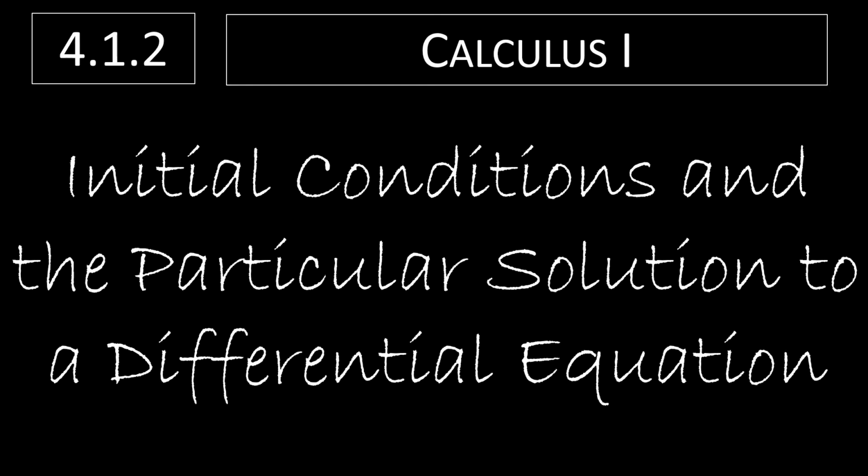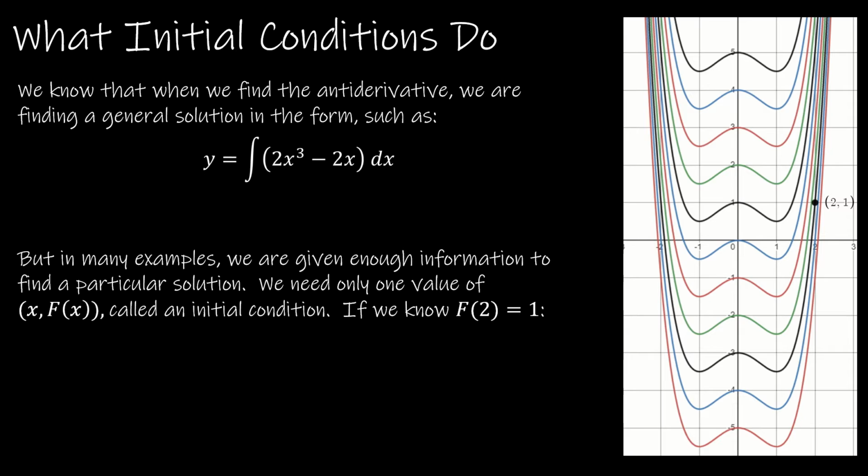Now that we understand how to write a general solution to a differential equation, we're going to include the initial conditions so that we can find the particular solution. So when we find the antiderivative of a function, we're finding a general solution.